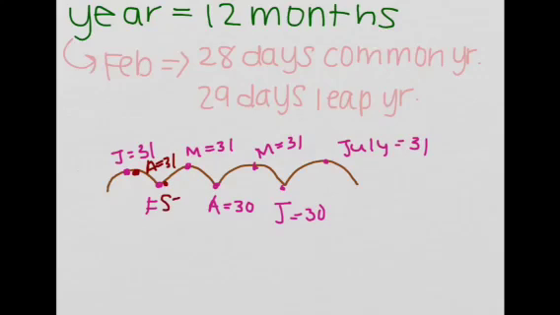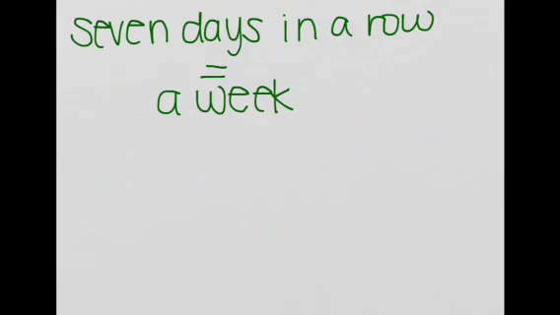Then September, which has 30 days. And then October, which has 31 days. November, which has 30 days. And then we end with December, which has 31. So it's just a nice little trick to remind you whether a month has 30 days or 31 days if it's not February. Okay? Now remember that 7 days in a row is equal to a week.